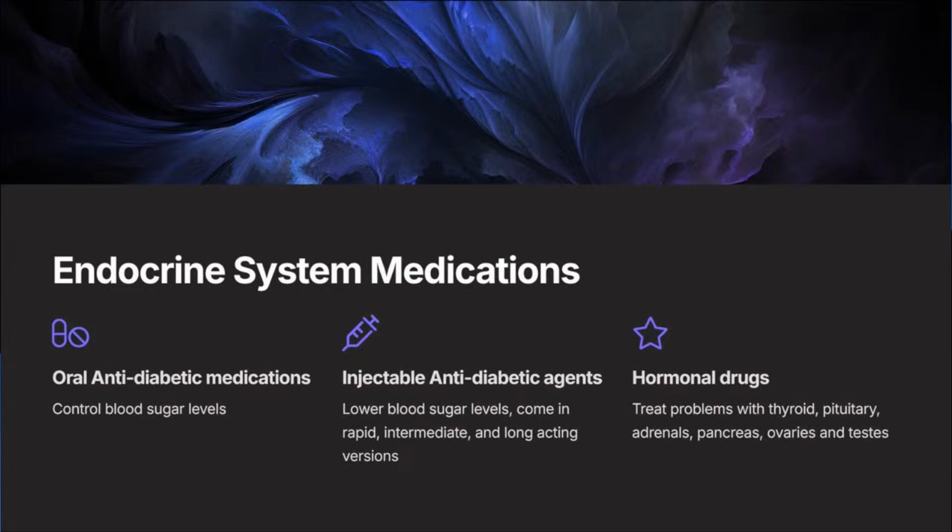Our endocrine system medications. So we do have our oral anti-diabetic medications such as glyburide and metformin. They do control blood sugar levels. Remember, whenever you have a diabetic that you're taking care of, you want to make sure that their food comes at the same time. We don't need much variation, because if you're giving them an oral anti-diabetic medication, some of those medications can work over a 12 to 24-hour period, and we don't want them to go too long without having food.